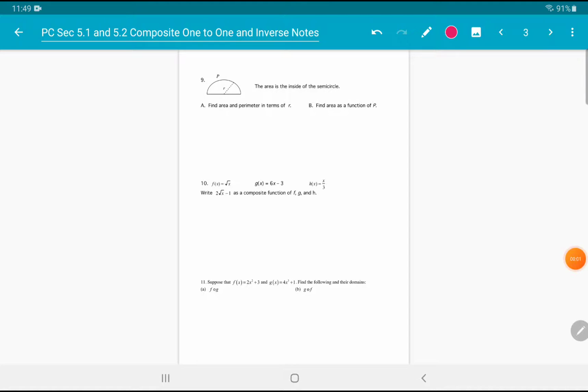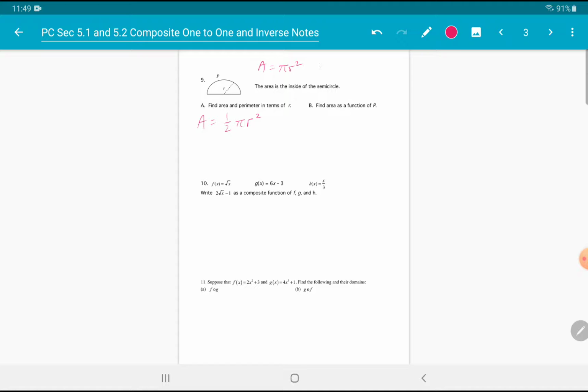All right, number 9. Find the area and perimeter in terms of r. So notice that we do have a semicircle here. We know that the area of a full circle would be pi r squared. However, because we only have half a circle, we must have half of that. So area equals half pi r squared.